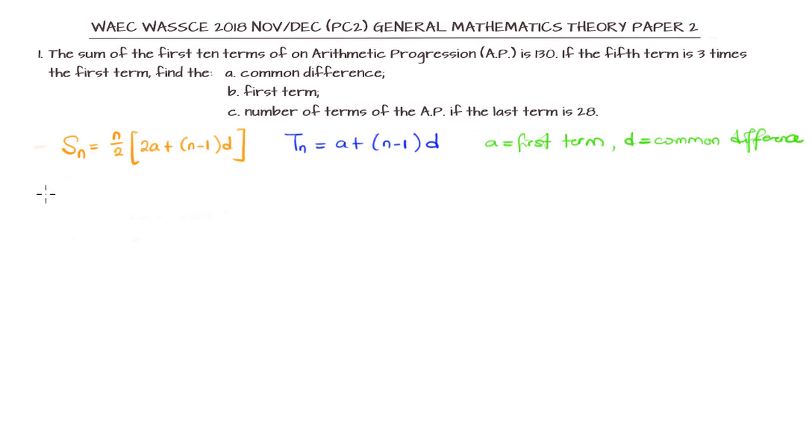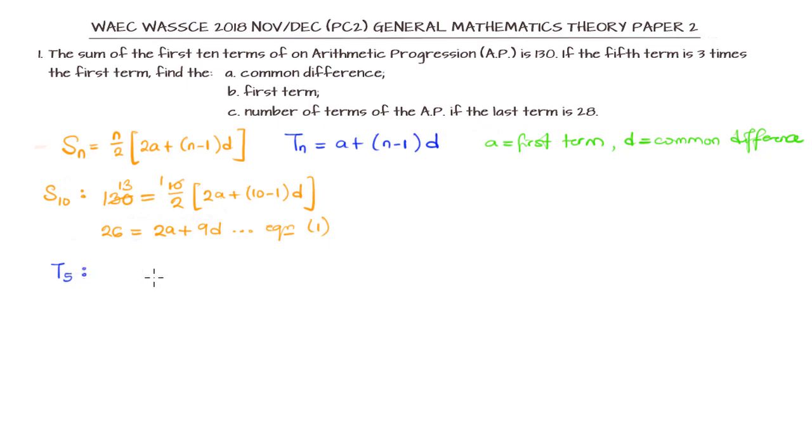In the first case, we are told that the sum of the first 10 terms, S10, is 130. So we have S10 is 130, and using the first equation for Sn, that will be 10 over 2 into 2a plus n minus 1, which will now be 10 minus 1, multiplied by d. So if you cut, we are going to have 2 times 13 on the left hand side. That's 26 is equal to 2a plus 10 minus 1 is 9, so we have plus 9d. We can call this equation 1.